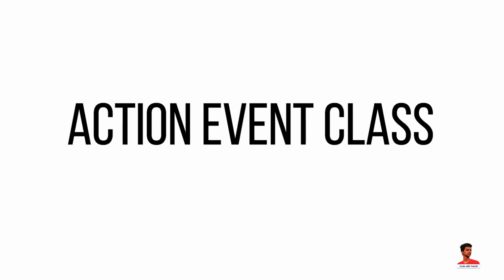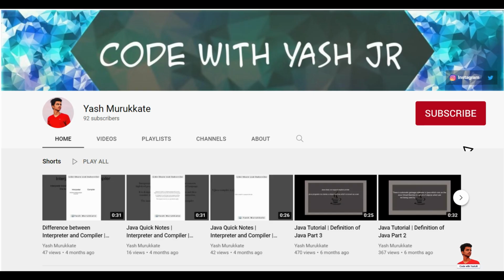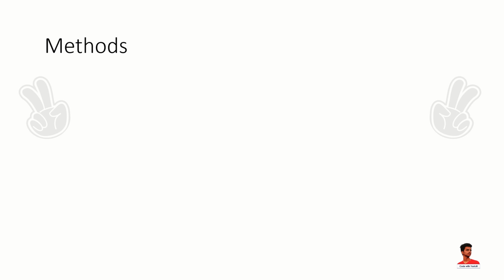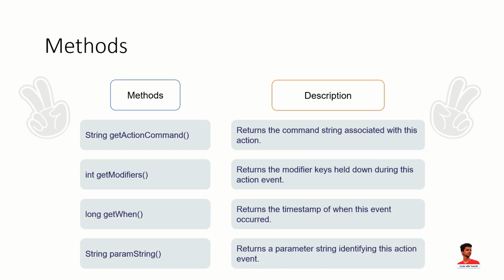Action event class is a member of java.awt.event package. The action event is generated when button is clicked or the list item is double clicked. This respective event is transferred to every action listener object that is registered to receive such events using the component's addActionListener method. These are the constructors of action event class. These are the methods of action event class.